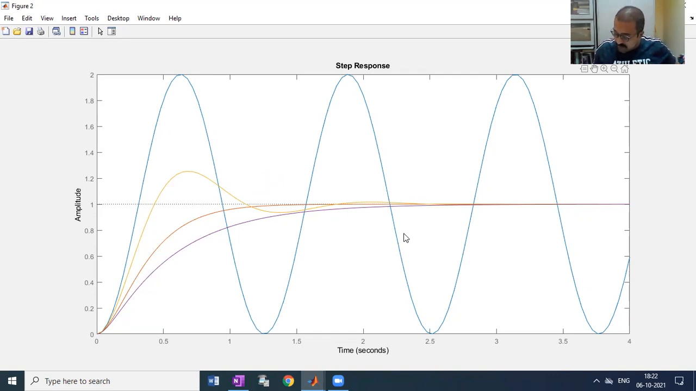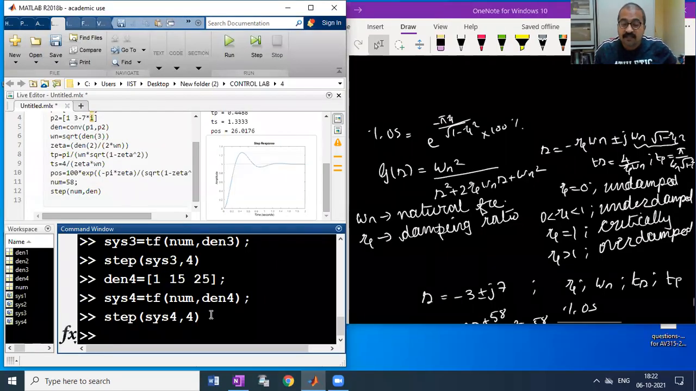This is one way. In this case, I had drawn all the figures in the same plot. Or if you want, you can have them in different plots, say plot 1 here, plot 2 here, plot 3, plot 4. For that, we need to make use of the command subplot.